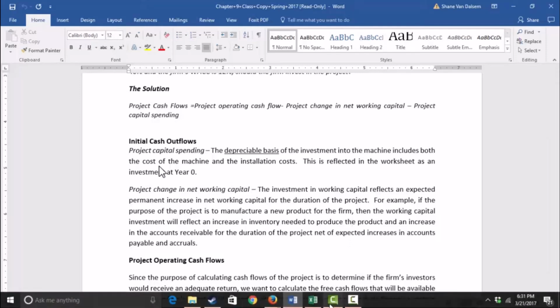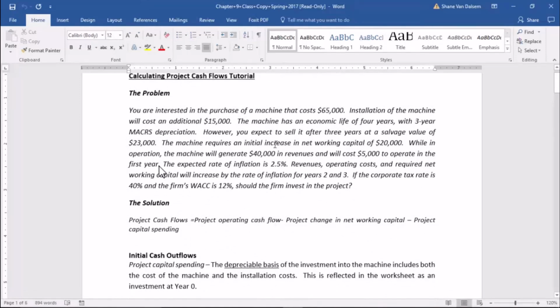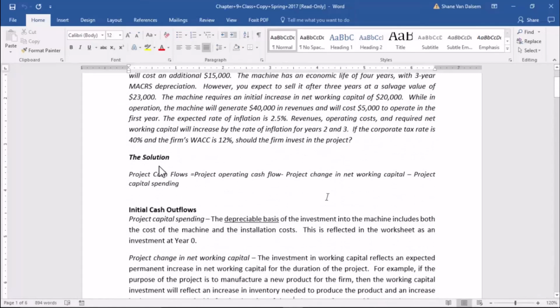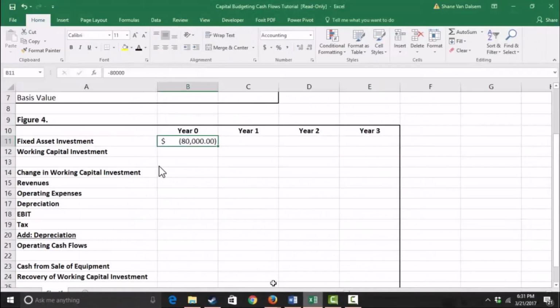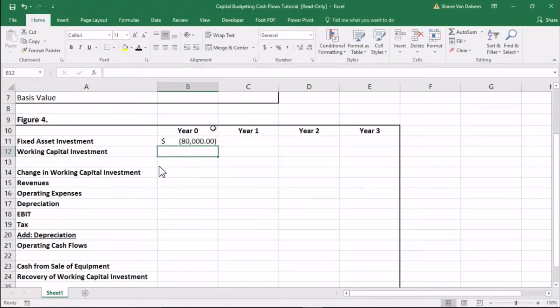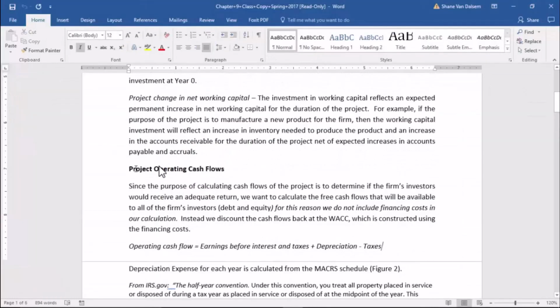So I'm going to go over here. Our net working capital investment is $20,000, and that also occurs at time 0 because the day we get started, we want to have that inventory in place. Project operating cash flows.